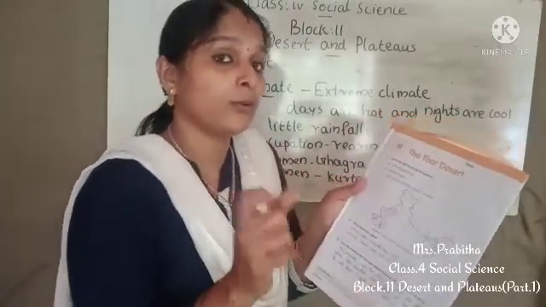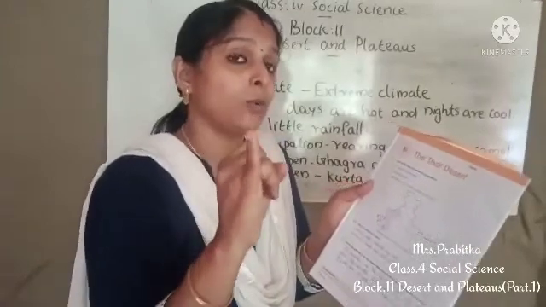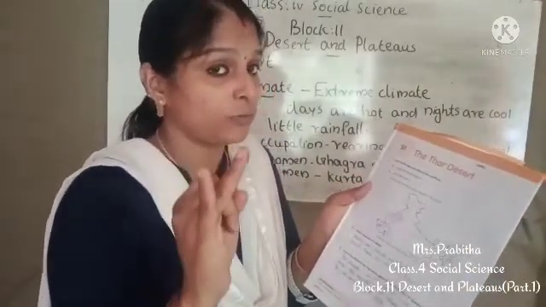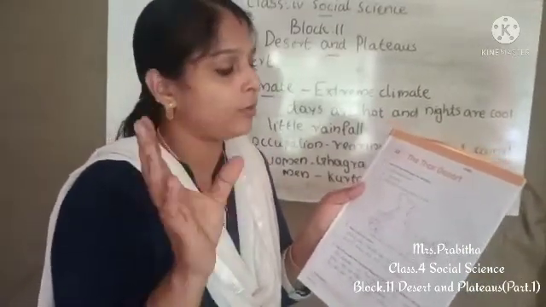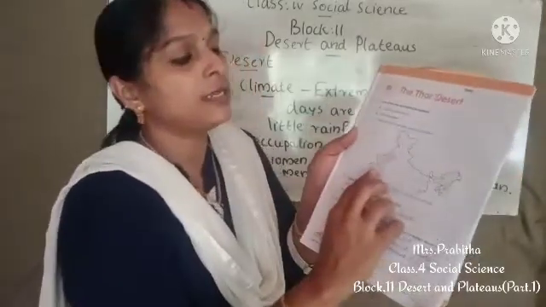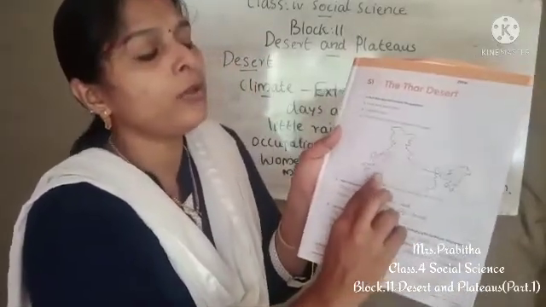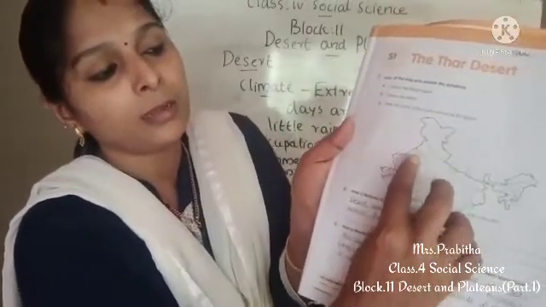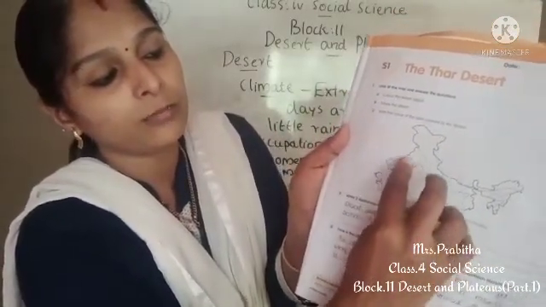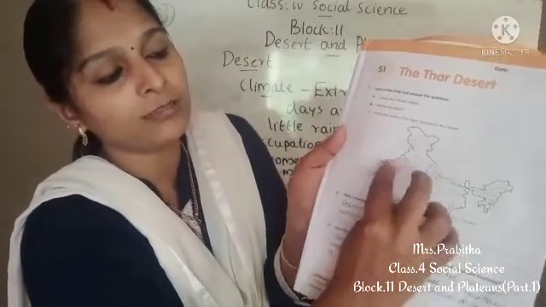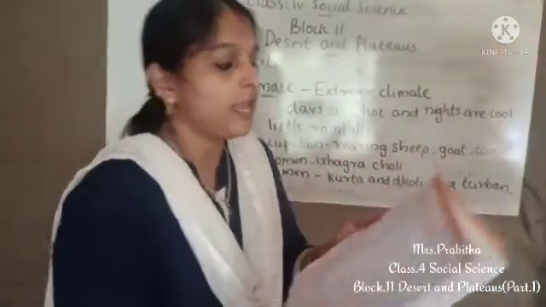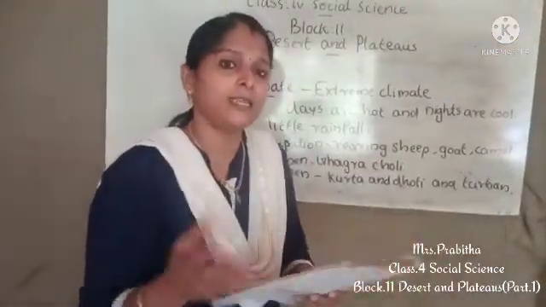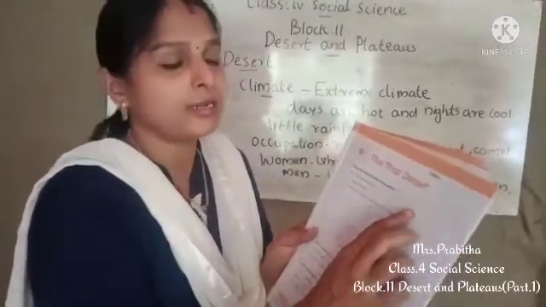Yes, we already told Rajasthan. It mainly covered Rajasthan and some part of Gujarat, Punjab and Haryana also we discussed. So see children, this part you have to color it. So here you can see desert. Up to Gujarat, this part you color it. Okay, then second question, name the desert. The name of the desert is Thar desert.